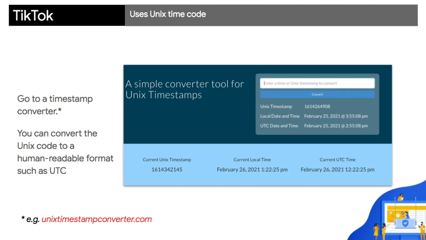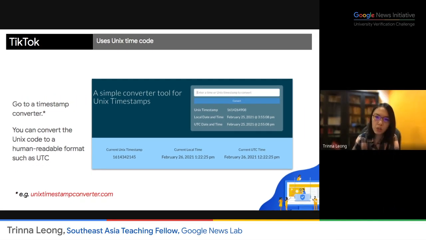Now we go to a timestamp converter. In this case, we are showing this example of Unix timestampconverter.com. You just paste that string of digits that you copied, and it will convert it into UTC.